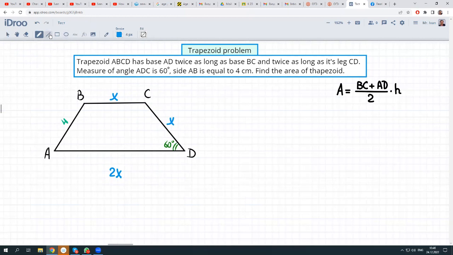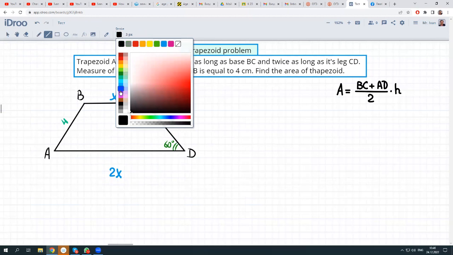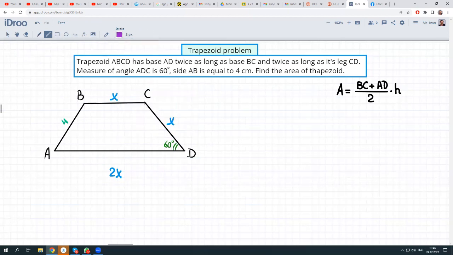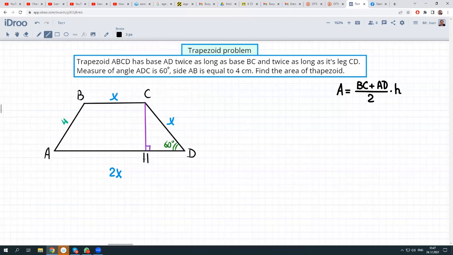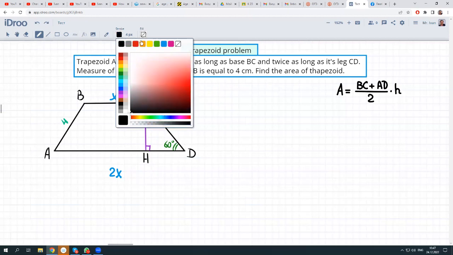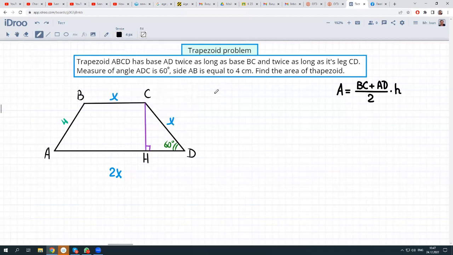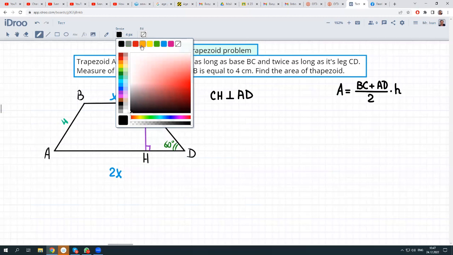Then, let us draw the altitude, because in many cases, altitude helps to solve trapezoids. So this is, let's call it CH. CH is perpendicular to AD, just our construction. We draw CH perpendicular to AD. Right away, we have now triangle CHD, which is right triangle.